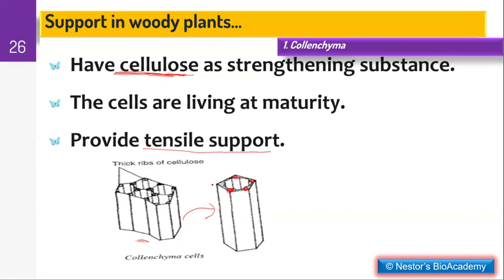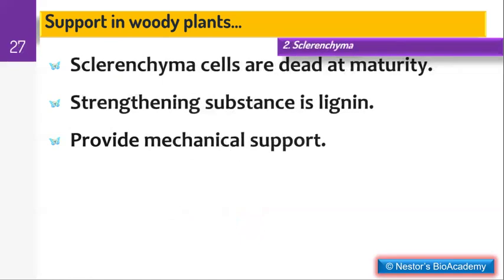So cellulose is always mainly deposited at the corners in the case of the collenchyma tissues, and they become very important. They are found deposited all through, even downwards. They become important in providing strength to the plants as they grow. Then we also have sclerenchyma.